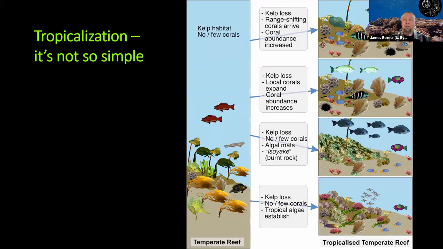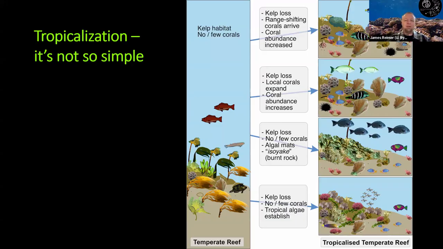The third scenario could be you lose your kelp, but at the same time, the corals don't expand, and you end up with more herbivores, more urchins, and you get what we call in Japanese isoyake, which basically looks like burnt rock. There's not much on the rocks at all. And finally, at the bottom, you could have a scenario where you lose your local macroalgae, your kelp, but then you have tropical macroalgal species come in instead. So there's a lot of different scenarios, and we really need to understand what's going on for conservation and for basically planning for the future.